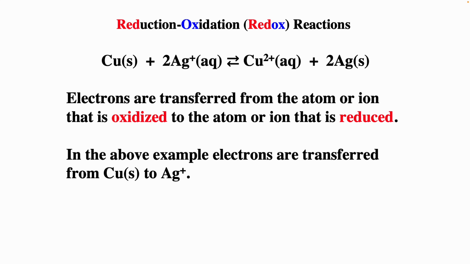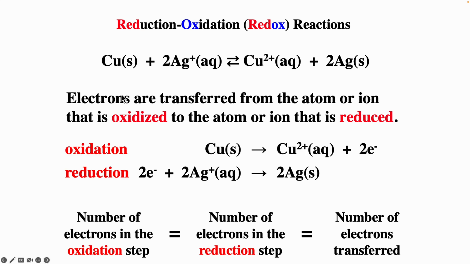Please remember, electrochemical reactions are just about the transfer of electrons. Now, in our oxidation half reaction, we have copper going to copper +2 plus 2 electrons. In the reduction half reaction, we have 2 electrons plus 2 silver ions going to 2 silver metal atoms. And so we have 2 electrons in the oxidation half reaction and 2 electrons in the reduction half reaction. The number of electrons in the oxidation half reaction equals the number of electrons in the reduction half reaction equals the number of electrons being transferred.